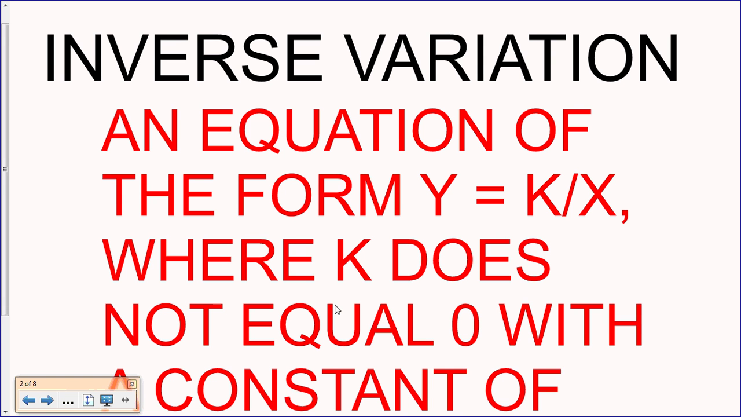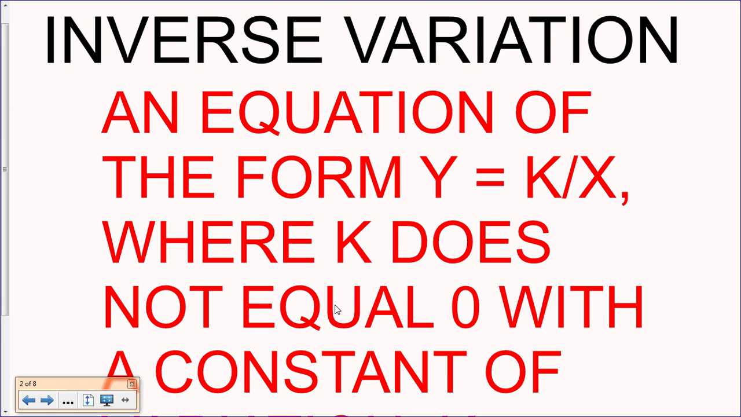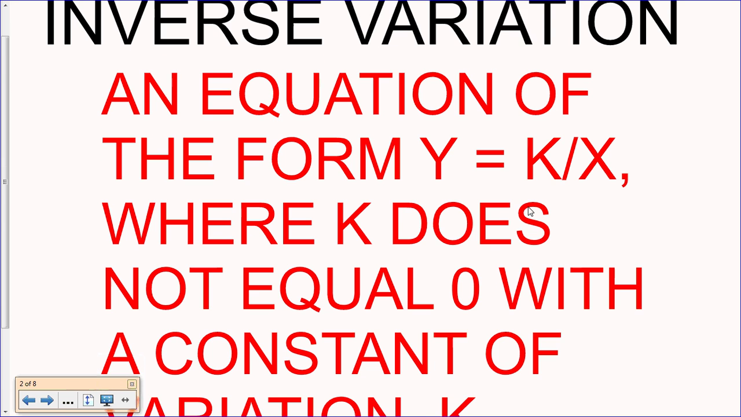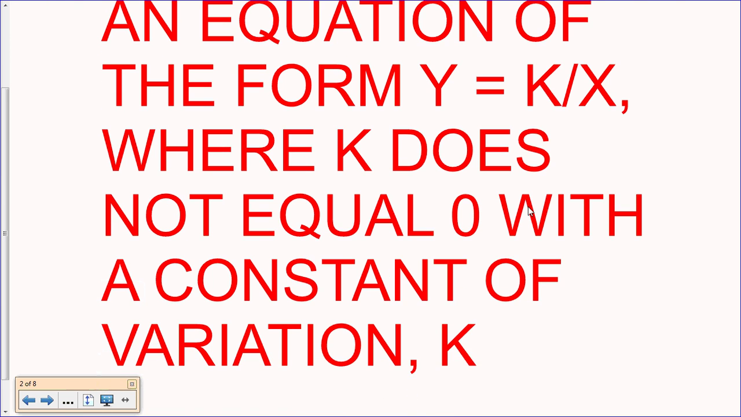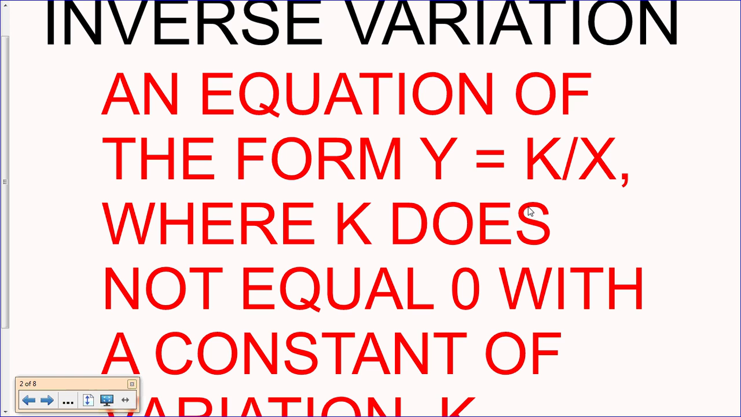So inverse, ooh, this is very big. Inverse variation is an equation of the form y equals k over x, that backslash is supposed to be like over, so k over x, where k does not equal 0, with a constant of variation k. So k is still a constant of variation for our inverse variation. Okay, it's still representing the same thing. We find it a little bit differently with inverse than compared to direct, but it all means the same thing.